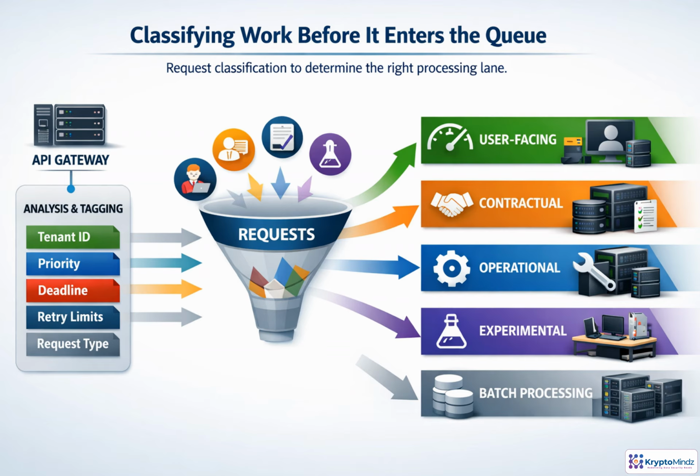Before a request enters any queue, it needs a label that tells the system how to treat it. Is it latency-sensitive customer-facing work, a contractual obligation, operational maintenance, an experiment, or batch processing that can wait? This decision should happen at admission, often in the API gateway, orchestrator, or scheduler. Attach practical metadata such as tenant, request class, priority, deadline, retry limit, cost cap, and idempotency key. Without that context, overload becomes messy. Low-value jobs can consume capacity, urgent work can wait, and fairness breaks down.